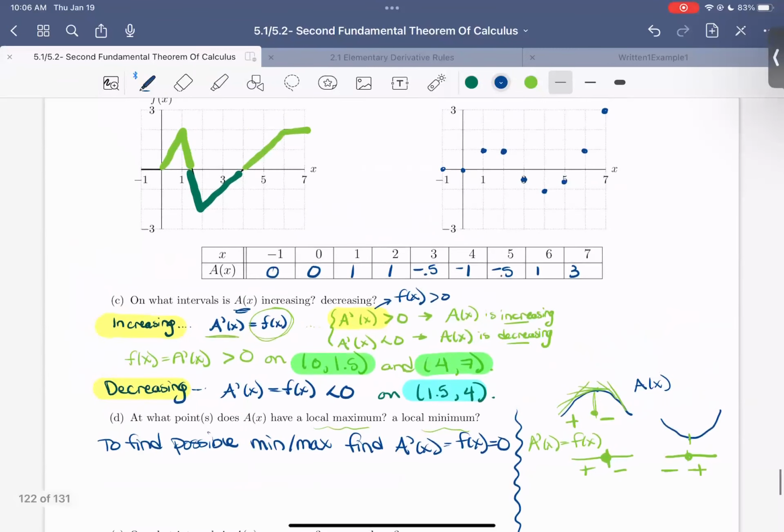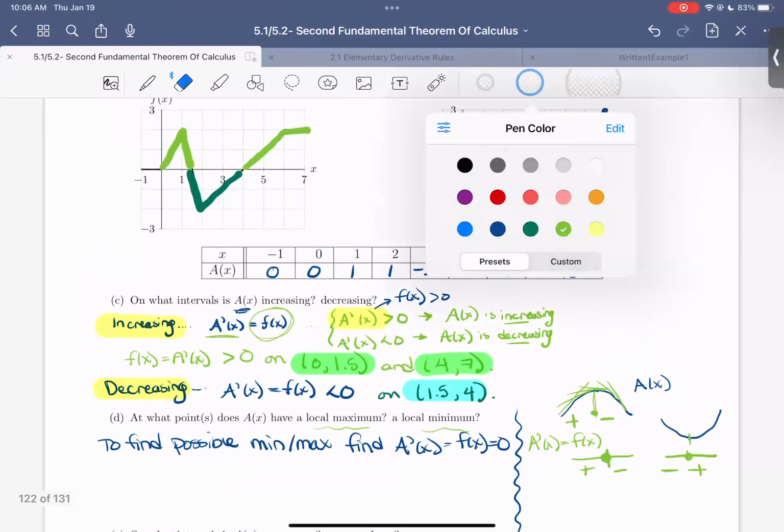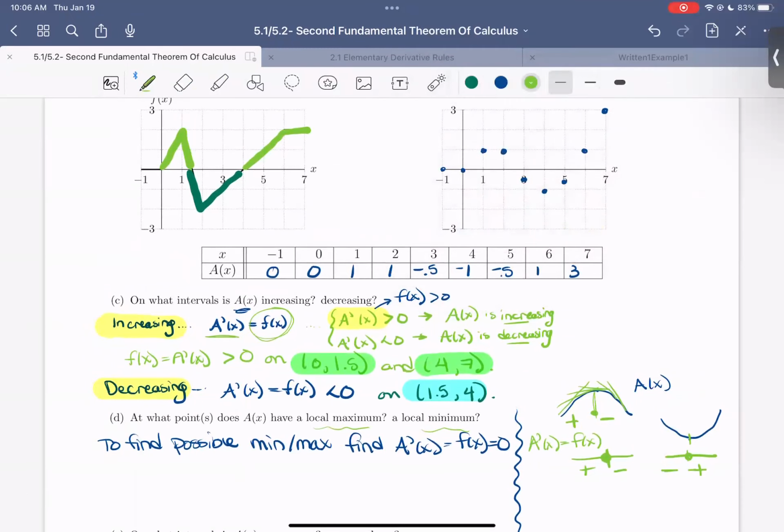Okay, so where does that occur here? I'm going to change my color to red to emphasize that we're looking for the zeros. So we're 0 here, we're 0 here, and here. So now what we want to do is look at either side of those zeros. So the first part here, f goes from 0 to plus. So we do not have a local max or min here because we don't change sign in that derivative.